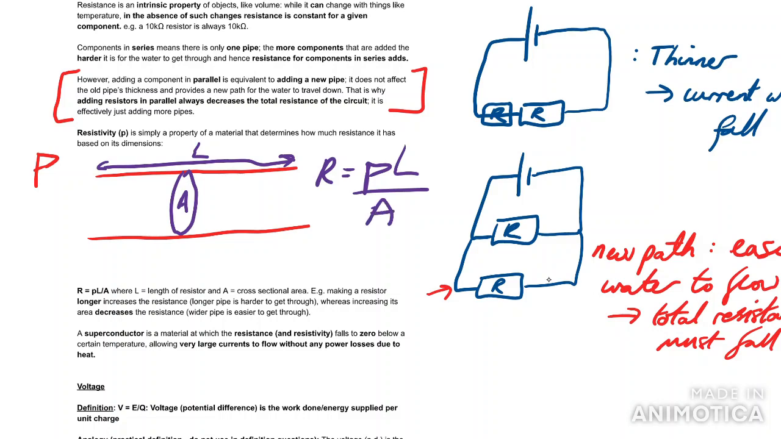Now, just think about that intuitively. It should actually make a lot of sense, because as a pipe gets longer, you'd expect it to be more difficult for water to flow through. So as we increase L, resistance goes up. But as a pipe gets wider, e.g. we increase the area, then it's easier for water to flow through. So the resistance goes down. So resistivity, usually the questions on this are quite easy, but again, just intuitively, it should make sense.